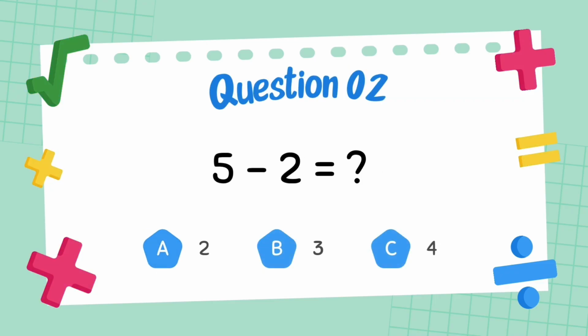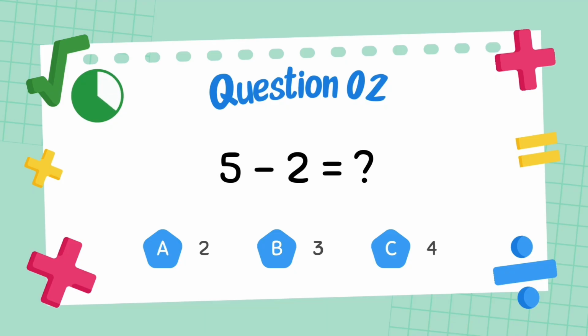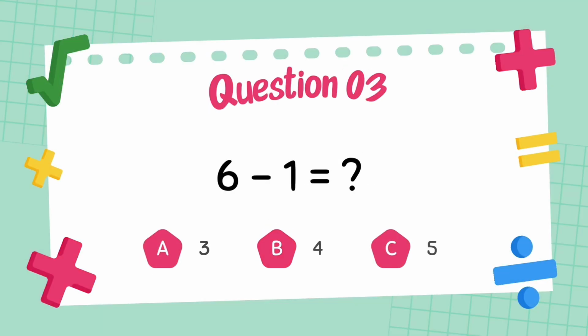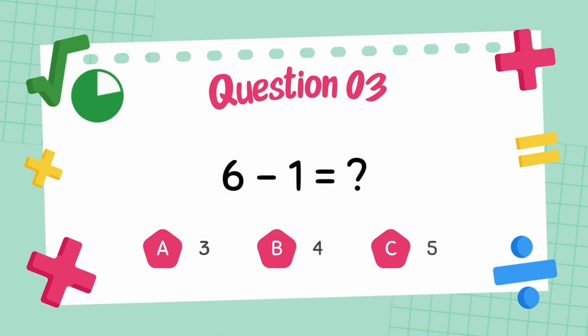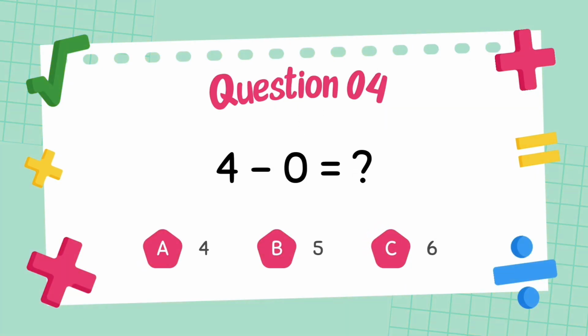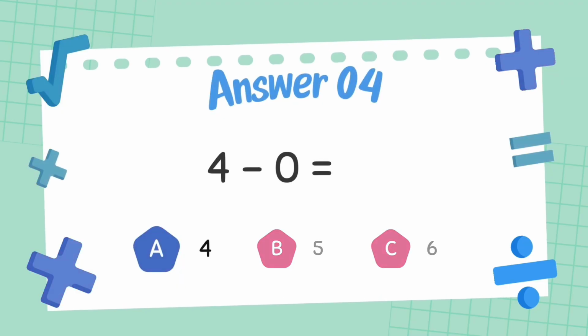What is 5 minus 2? The answer is 3. What is 6 minus 1? The answer is 5. What is 4 minus 0? The answer is 4.